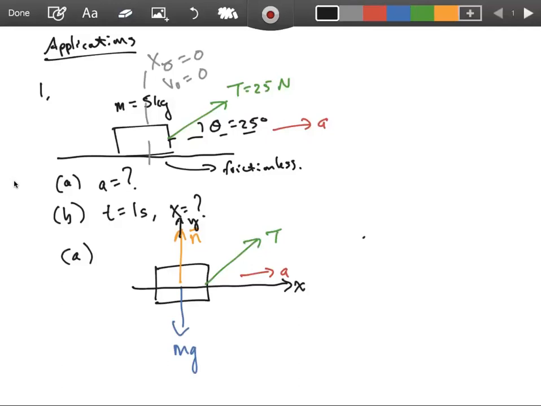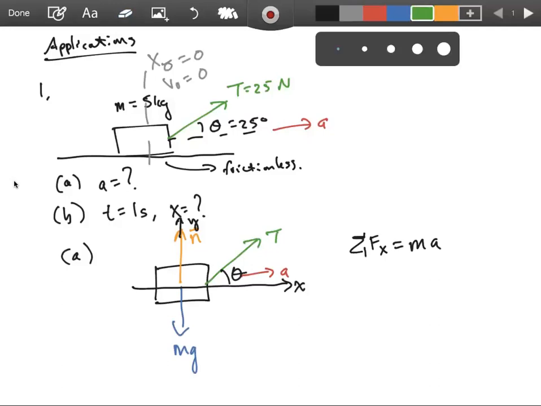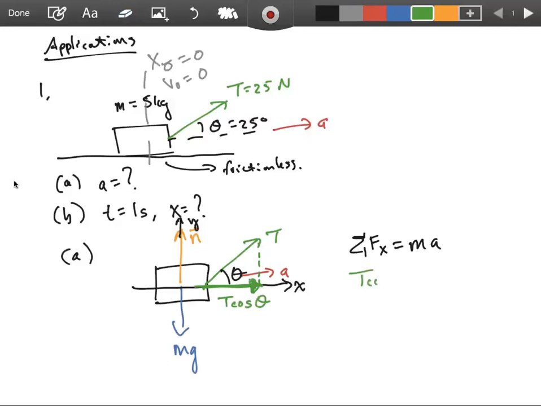Let's go ahead and do that. I'm going to look at the sum of the forces in the x direction. Since this thing is accelerating in the x direction, I simply write that the sum of the forces is equal to the mass times the acceleration. What are the forces acting in the x direction? The only force acting in the x direction is, if I drop my perpendicular here from the tension, this portion of the tension. According to this angle, that is the adjacent side, so this is the T cosine theta portion. So T cosine theta, the only force in the x direction, is equal to the mass times the acceleration.